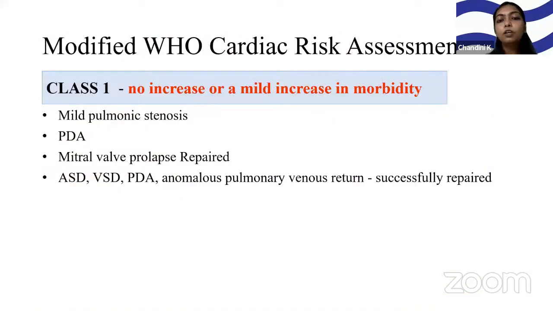The modified WHO cardiac risk assessment is a commonly used one during pregnancy. In Class 1, there is no increase or a mild increase in morbidity.